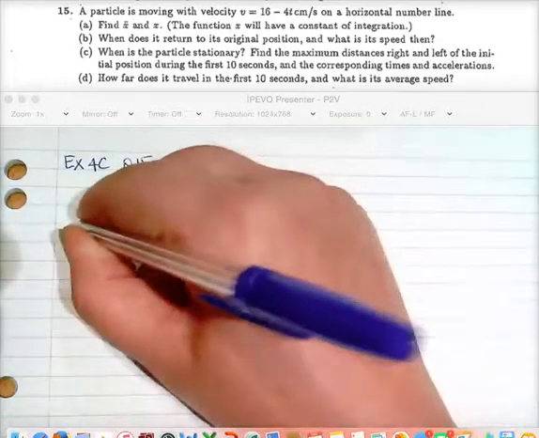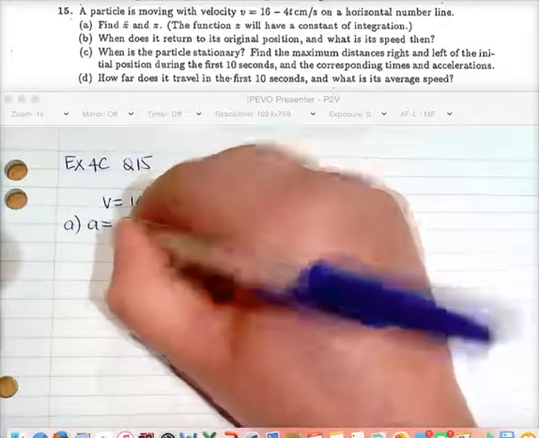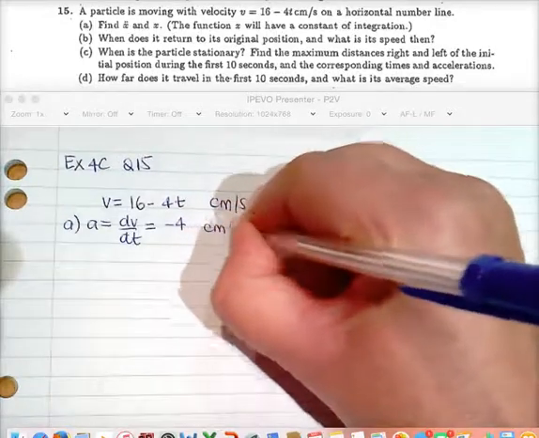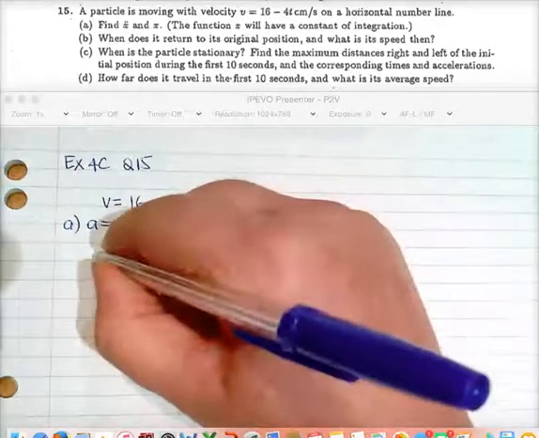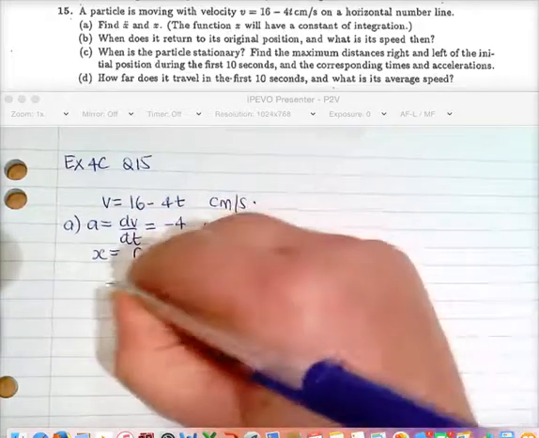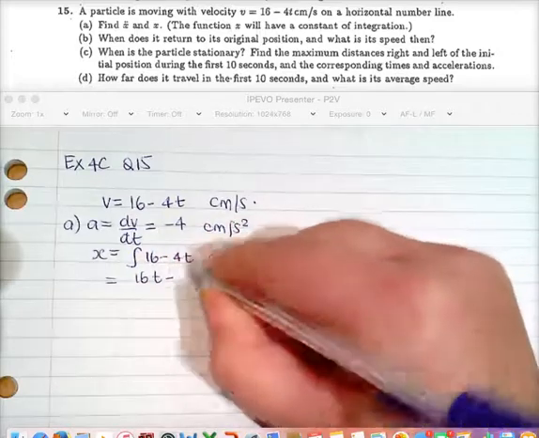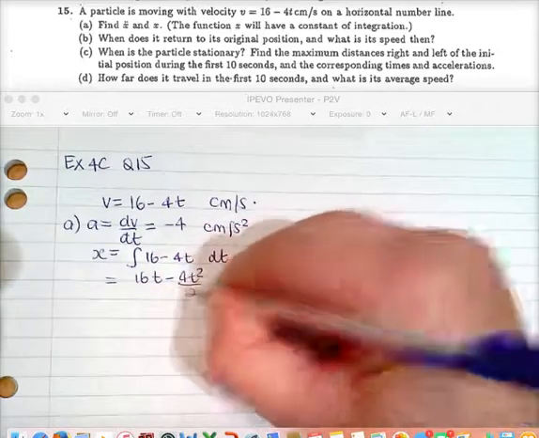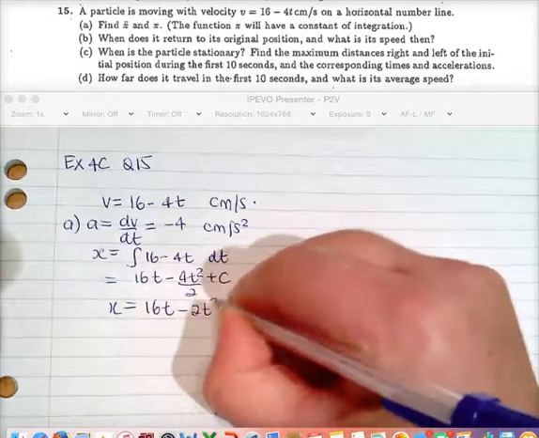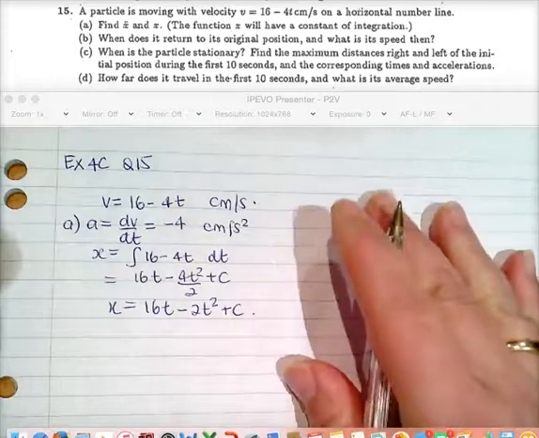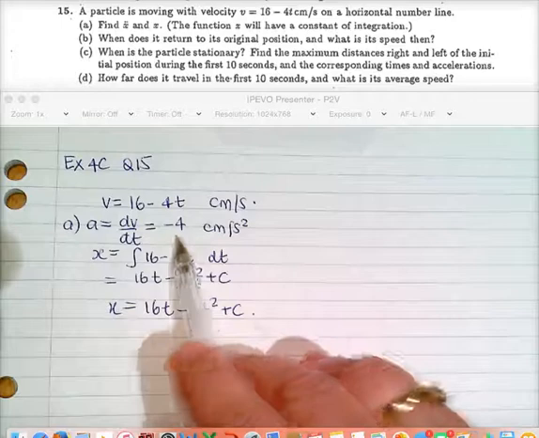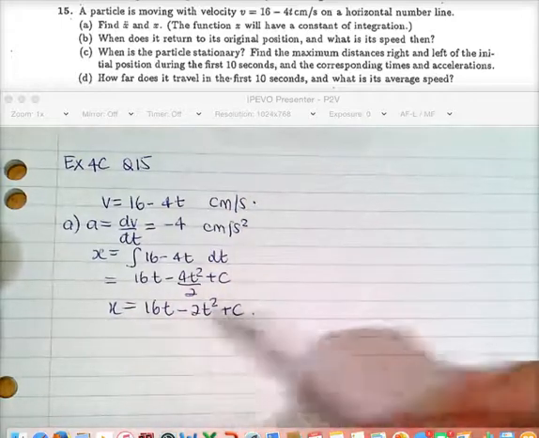displacement. So in part A, remember acceleration is dv/dt, which is just differentiating that, which is -4. That will be centimeters per second squared. And x will be the integral of 16 minus 4t with respect to t, which is 16t minus 4t squared on 2, plus c, which is 16t minus 2t squared plus c. Now, we've got functions for acceleration, which is -4, and displacement.